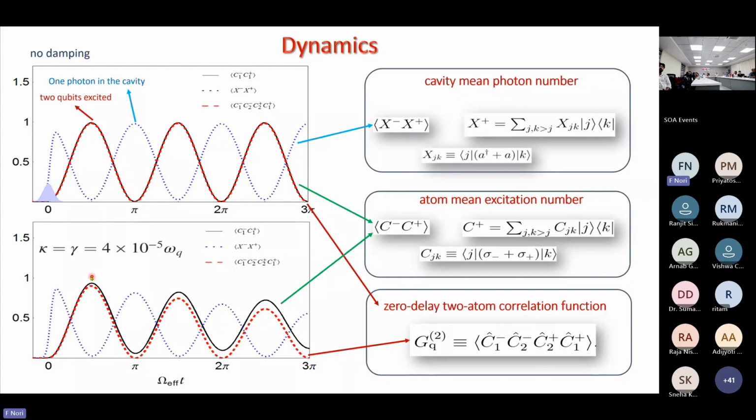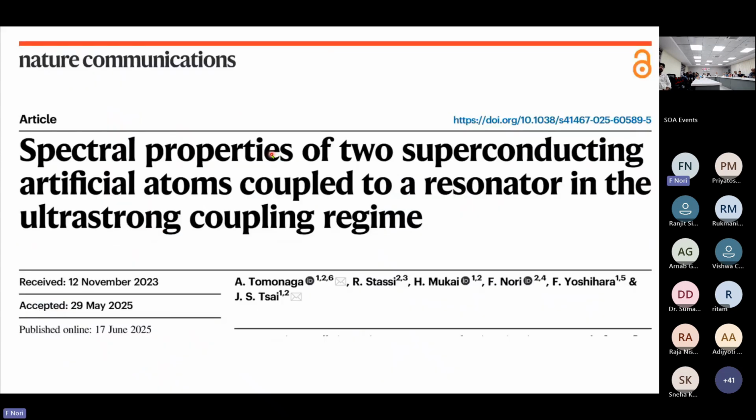This is done by exciting the system, and you go into two qubits excited, none of them excited, with one photon. This was studied by looking at the spectral properties of two superconducting artificial atoms coupled to a resonator in the ultrastrong coupling regime, by Tomonaga and company, and Stassi, who did the theory for the experiment and then helped other people. The heads of the group were Yoshihara and Tsai. It was done at RIKEN, and that was published about a year ago.